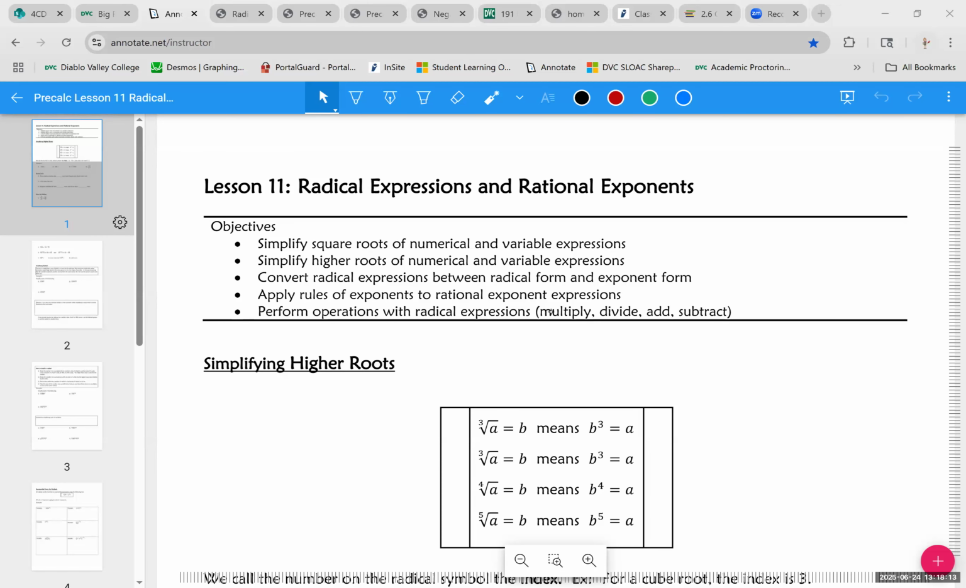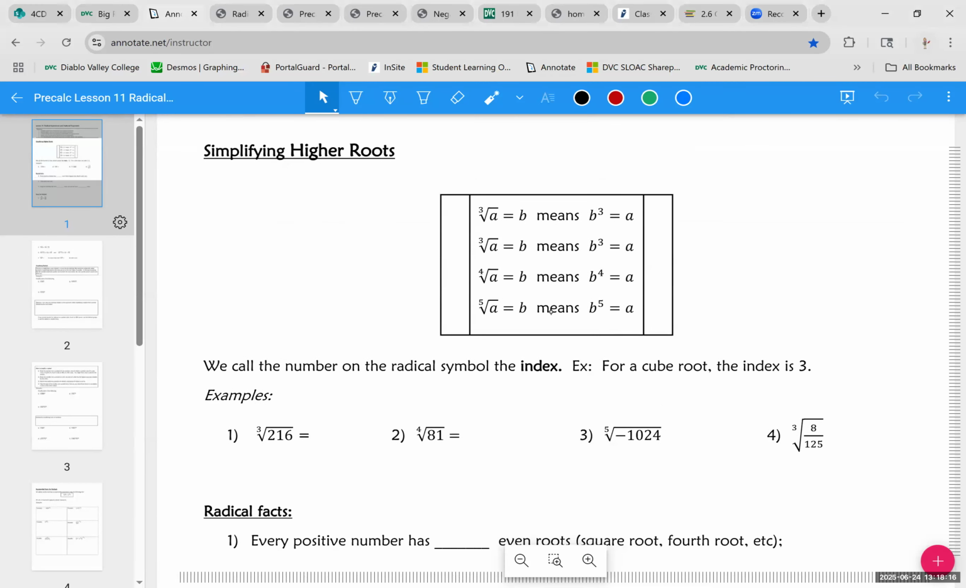So we'll start by applying the processes that we use to simplify square roots to cube roots and higher roots. I just laid out here in the table, I don't know why cube roots are there twice, but basically the same idea as with square roots. If this is a square, so there's no 3 there, then that means that b squared equals a. So if there's a 3 here, it means b cubed equals a. A fourth root would be b to the fourth is a, etc.